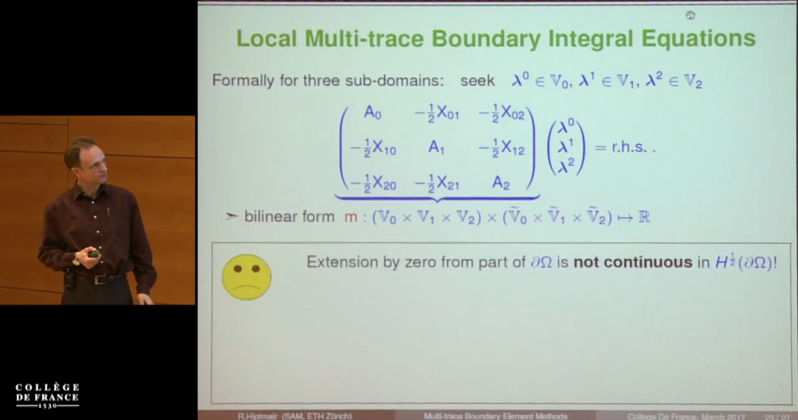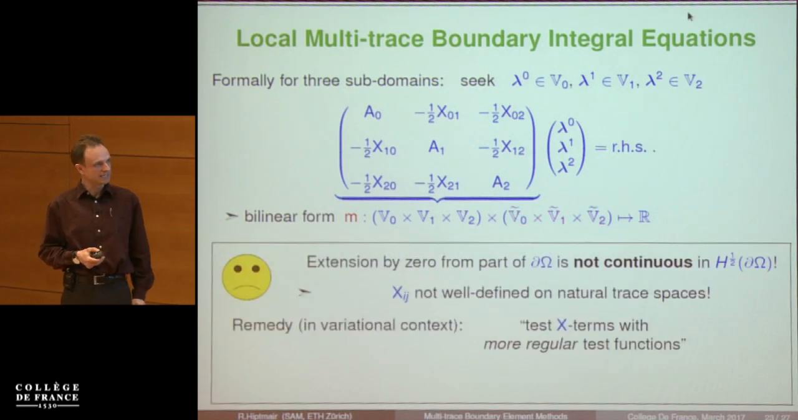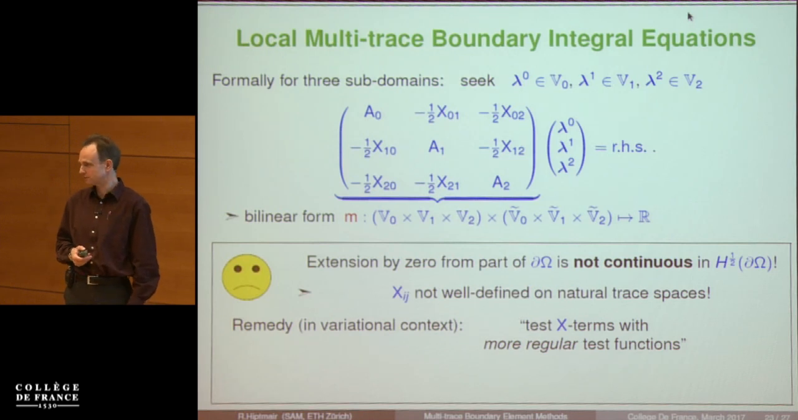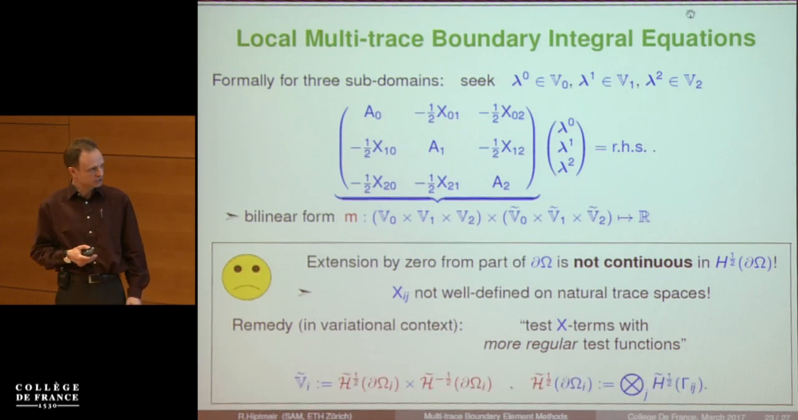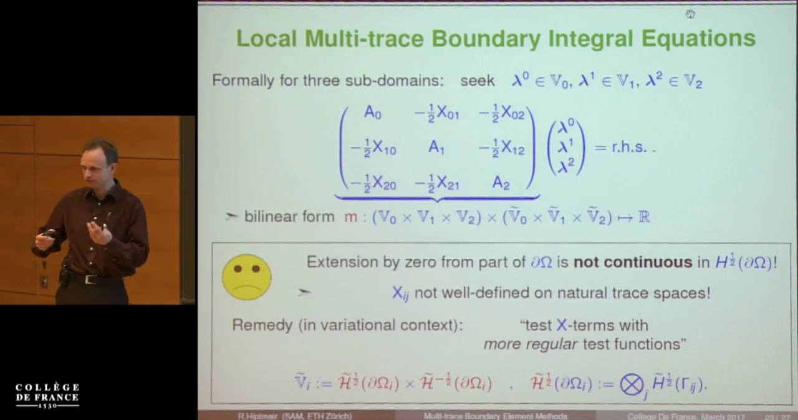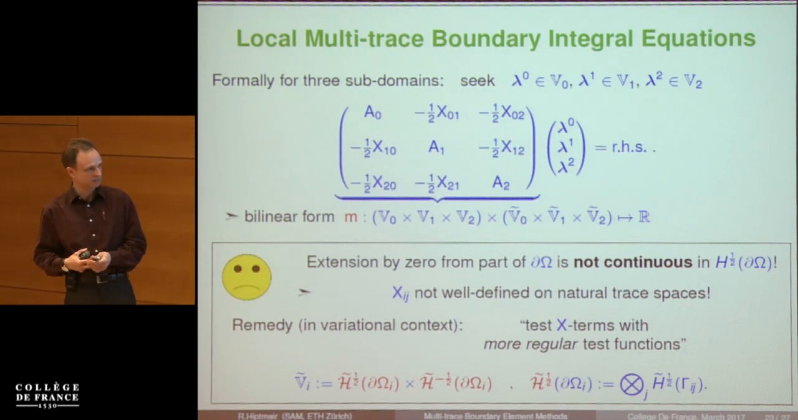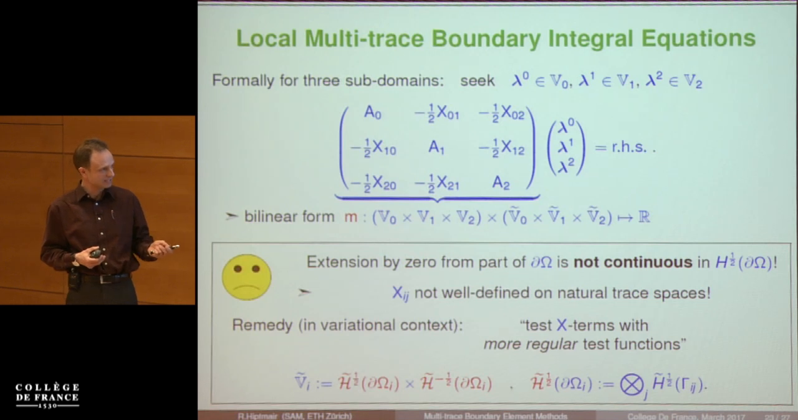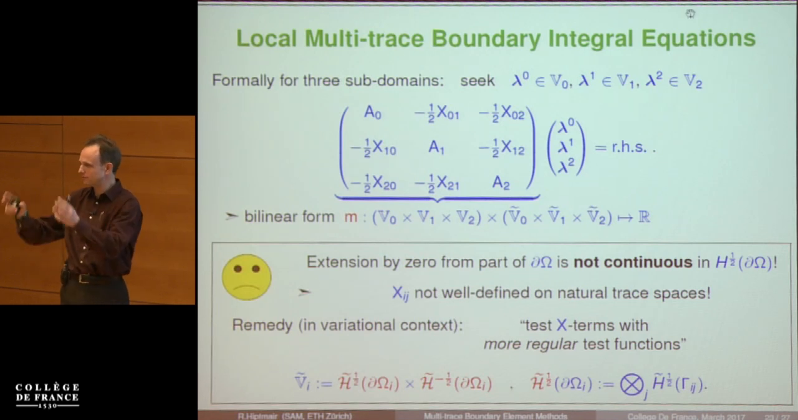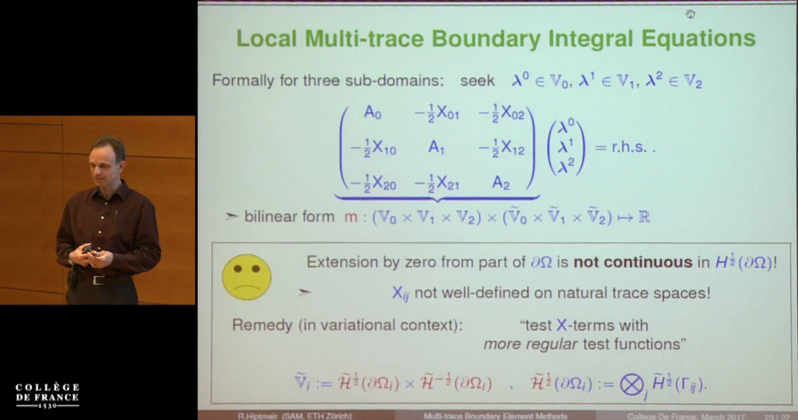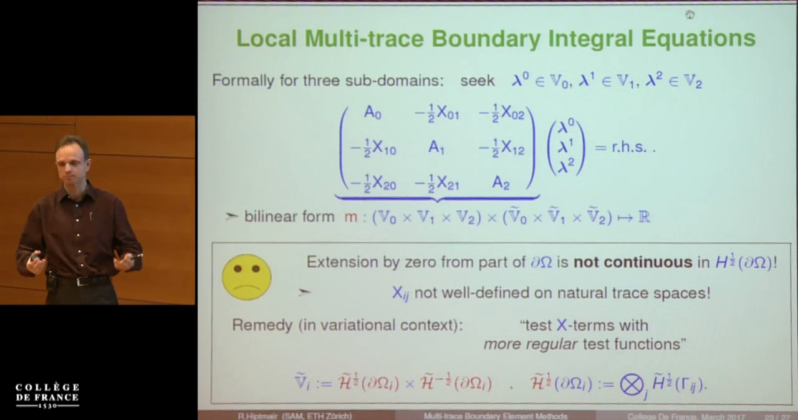So what we observe is that these transmission operators are not well defined on the trace spaces that we would like to work on. So we have to switch to slightly more regular test functions, and this is what is indicated by the tilde. The tilde has to do with the so-called tilde trace spaces on parts of a boundary. So these are subspaces of the trace spaces where extension by 0 is not problematic.